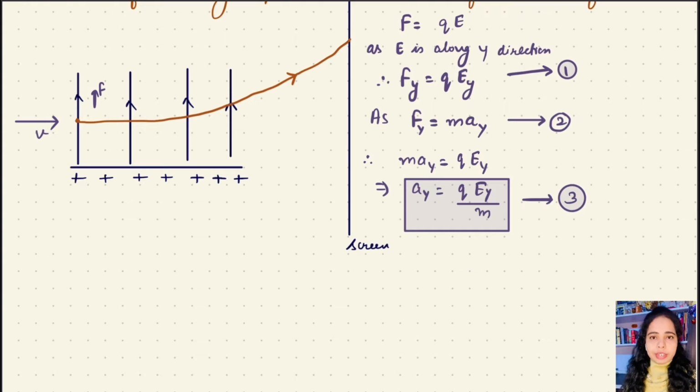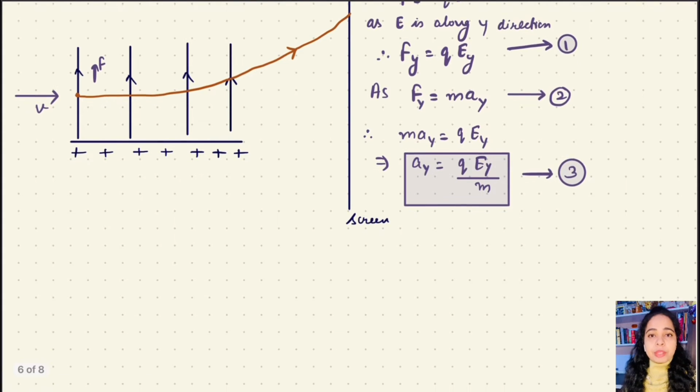Now we have already determined the acceleration which is produced in a charged particle with the help of two equations, that is F is equal to qE and F is equal to ma. Now it is time to determine the kind of motion possessed by the charged particle, and we will divide its motion into two parts: the horizontal motion, which is along the x-axis, and the vertical motion, which is along the y-axis. So first of all we will talk about the horizontal motion.